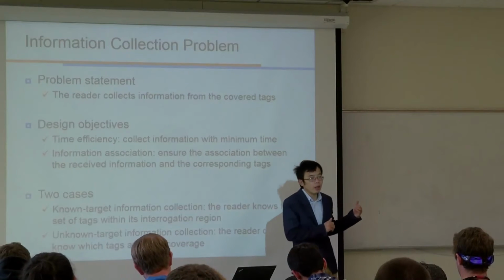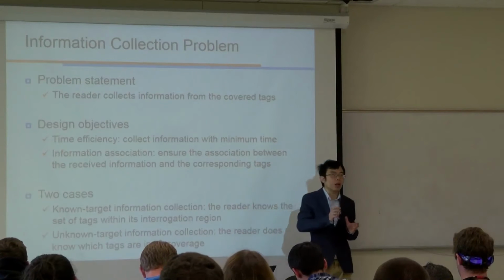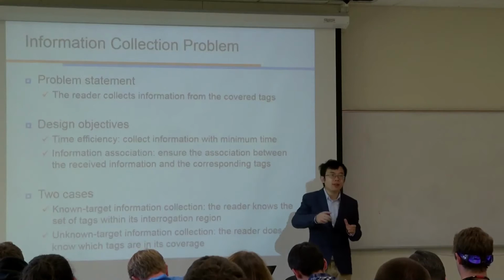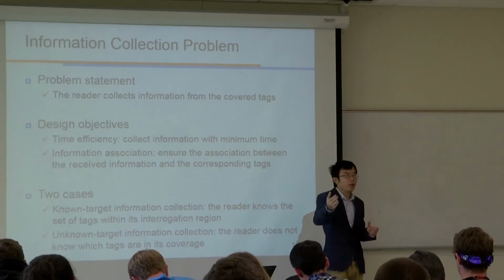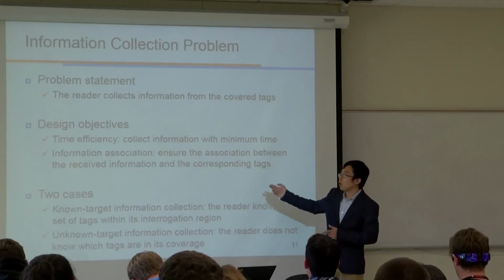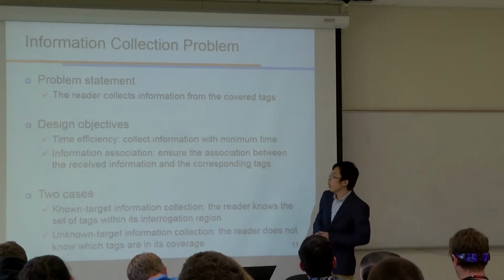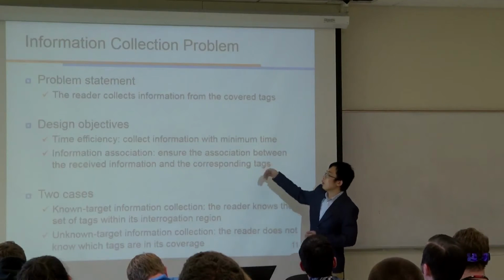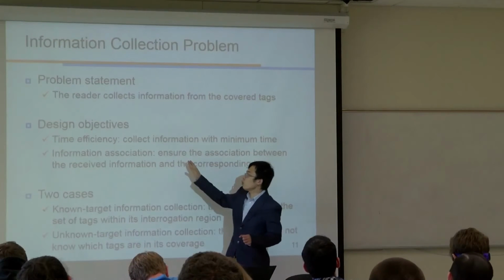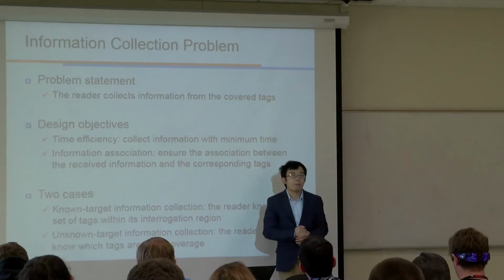For example, in the frozen food storage facility example, if you get an abnormal reading from some tag, you want to know the sender so that you can go and check the quality of the corresponding food, right? So this is also a very important design objective for our information collection protocol. So there are two design objectives: time efficiency and information association.